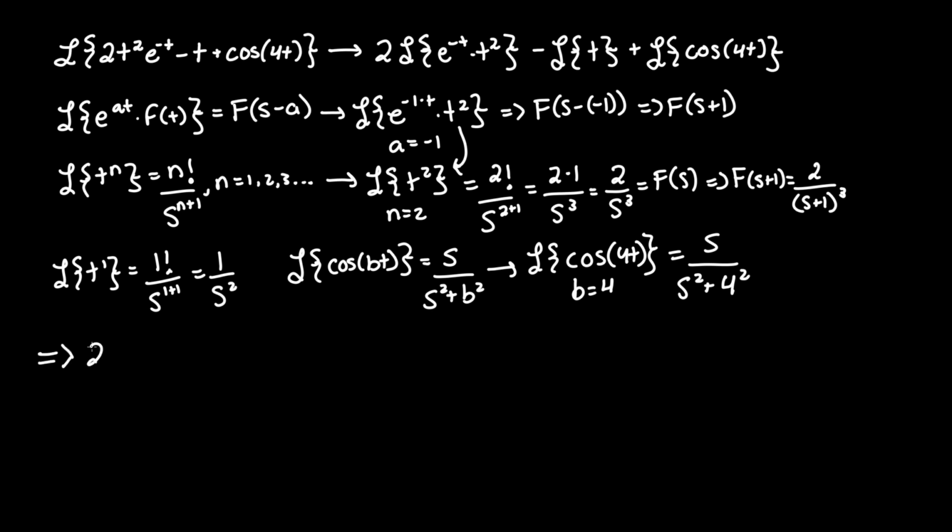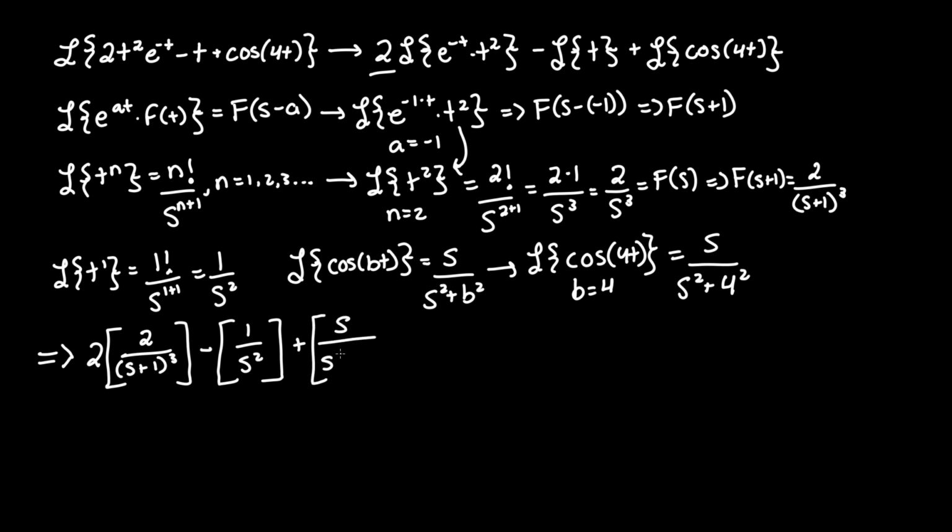Plugging it all in, don't forget the 2 on the outside that we have over here as our coefficient. You're multiplying that by your F of s plus 1. And don't forget to subtract our Laplace transform of t, which was 1 over s squared. And lastly, to add our Laplace of our cosine term, which was s over s squared plus 4 squared. You can also write 16, it doesn't really matter. It's just nice to keep it in proper formatting.